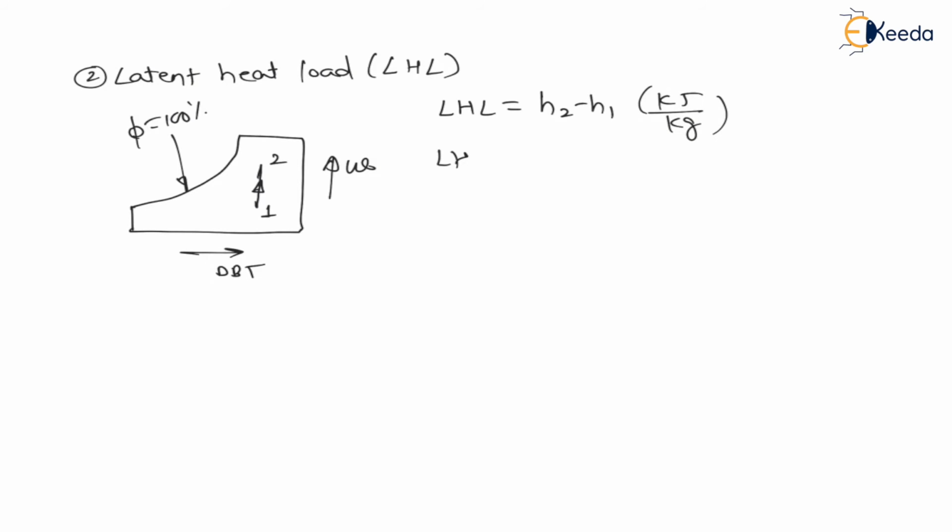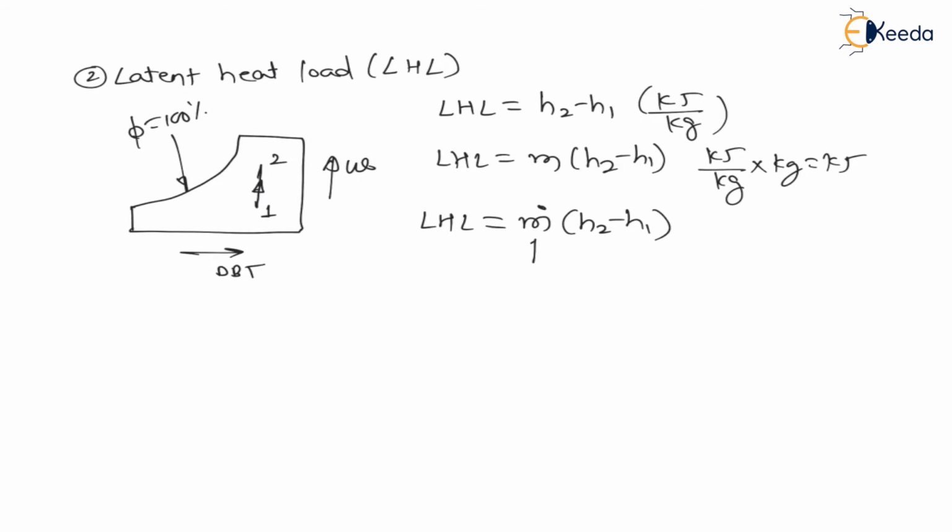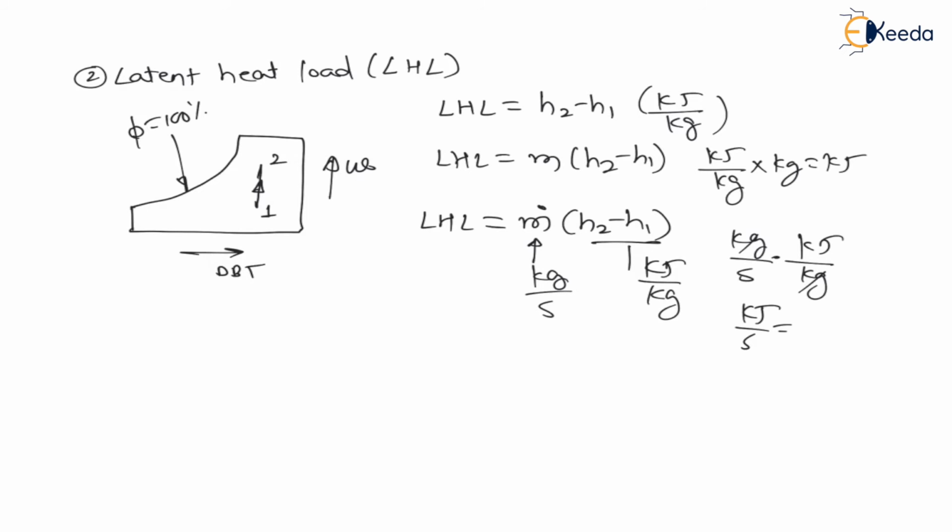In kilojoule, this latent heat load will be equal to mass in kg into H2 minus H1 in kilojoule per kg. Therefore the answer will be kilojoule per kg is enthalpy into mass in kg, which is nothing but kilojoule. And if I want to find in kilowatt, then this latent heat load is equal to m dot into h2 minus h1. And my dear students, this m dot is in kg per second, and this h2 minus h1 is kilojoule per kg. Therefore the answer will be kg per second into kilojoule per kg. This kg will get cancelled, and we get kilojoule per second, which is nothing but kilowatt. Here the unit will be kilowatt, right?